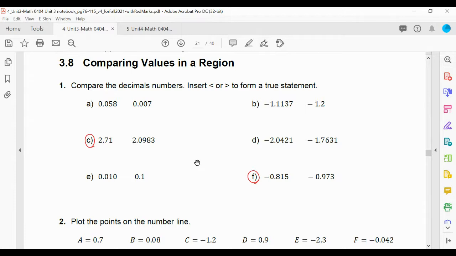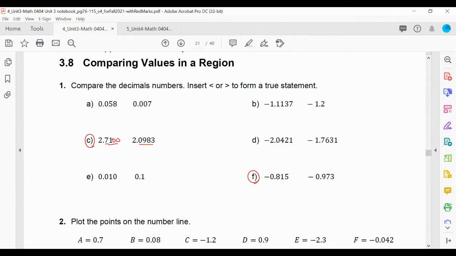The first one says compare the decimal numbers and insert less than or greater than symbols to form a true statement. So here we're just comparing decimals. To compare them, we need the same number of decimal places to the right. This one has 4, this one on the left has 2. So to compare them, I would add 2 extra zeros there. It doesn't change the decimal.